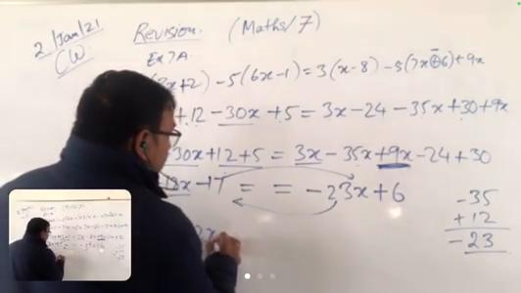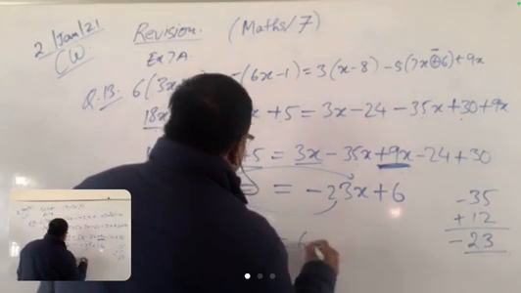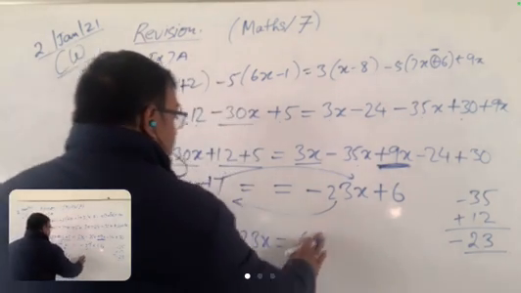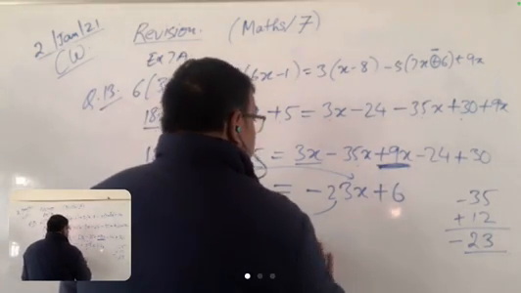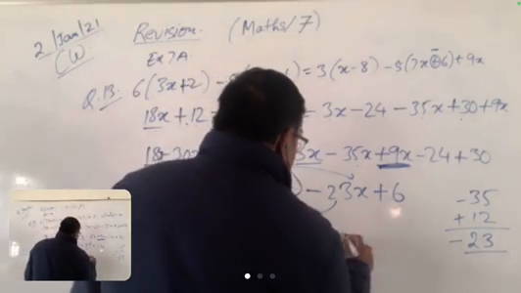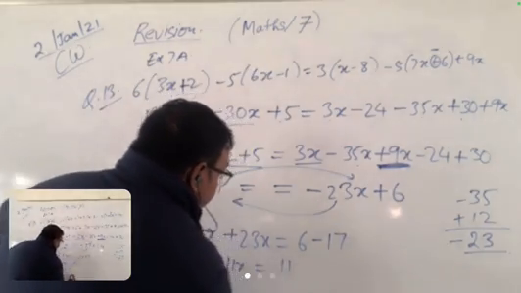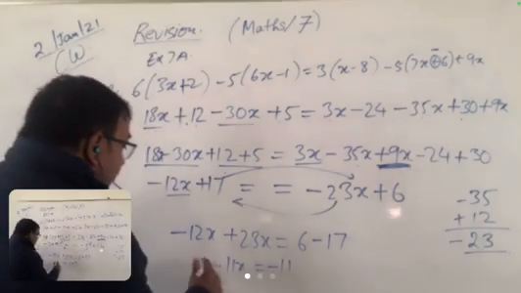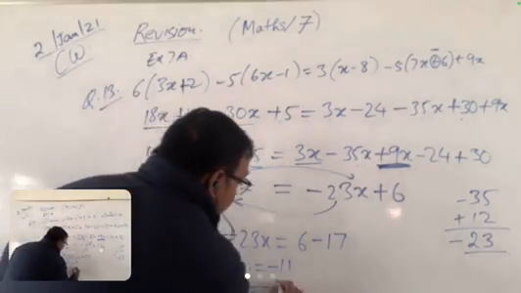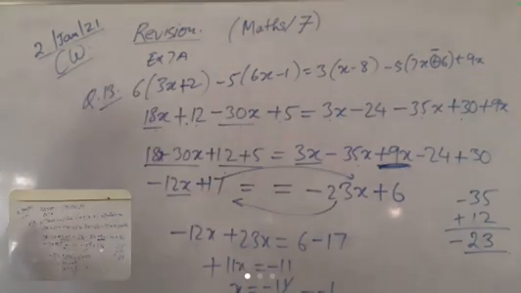Minus 12x plus 23x is equal to 6 minus 17. So plus 11x is equal to minus 11. X is equal to minus 11 upon 11, which is equal to minus 1. Now the solution is right.